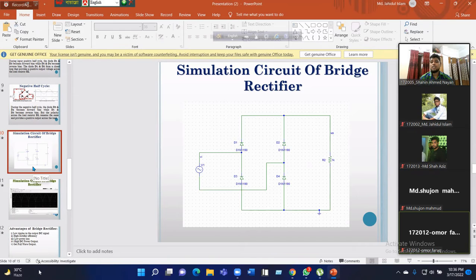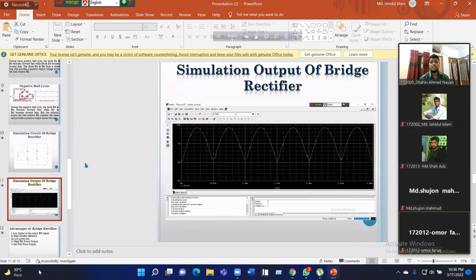This time we are getting output of a half positive cycle. And when we supply the negative half cycle from V1, this time D1 and D4 are reverse biased and D2 and D3 are forward biased. This time again we are getting a half positive cycle. In total, we are getting a full positive cycle as the output.